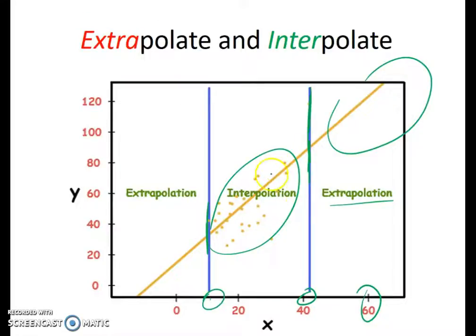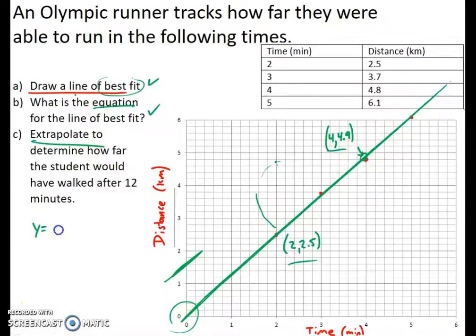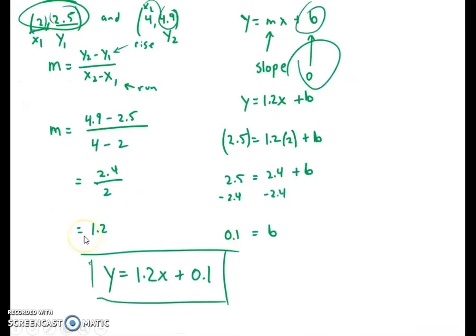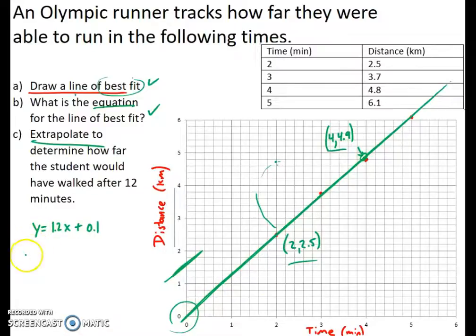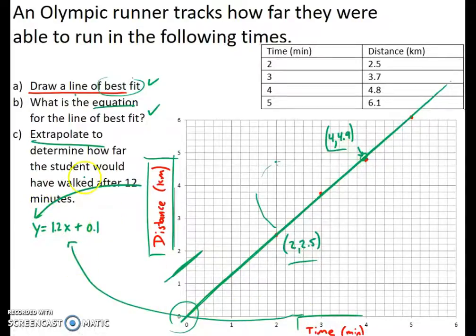So what I can do is use my equation for the line that I found and predict what the y value will be if I'm given a certain x value. Remember, our equation was y is equal to 1.2x plus 0.1. What does y represent? Well, y in this case is the distance. X is the time. So if I want to know how far the student would have walked after 12 minutes, what is 12 minutes? That's my x value.